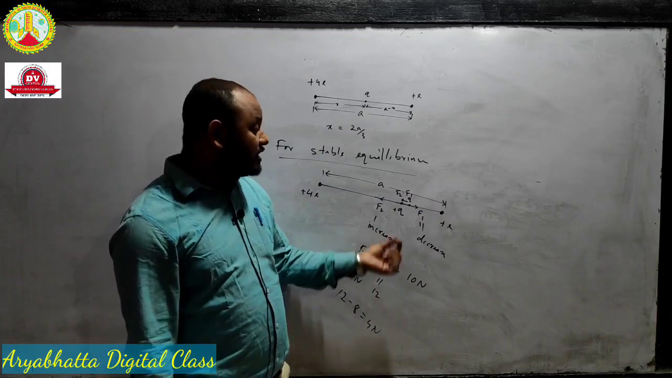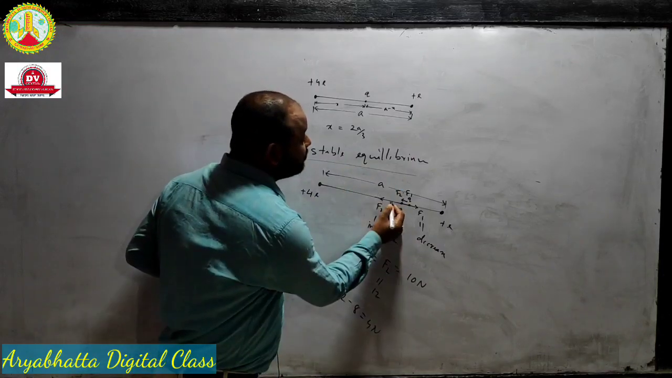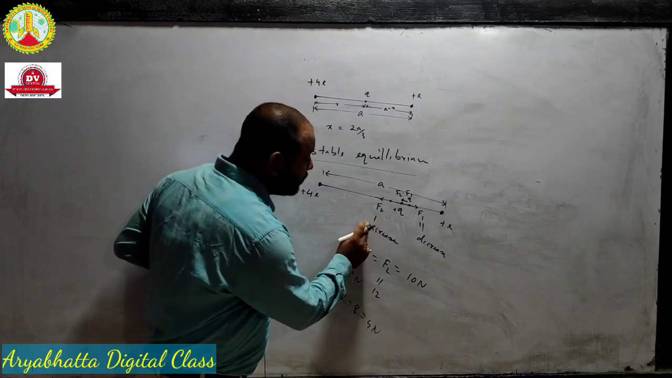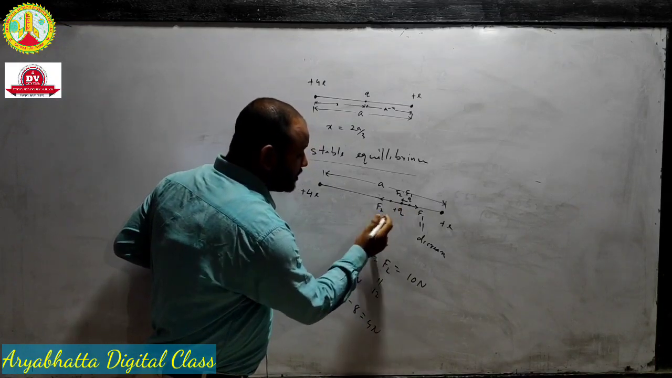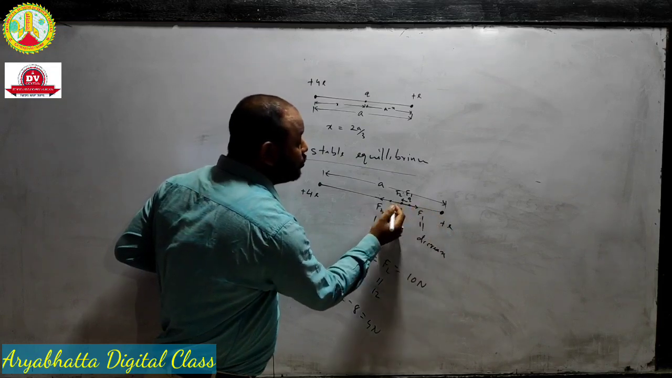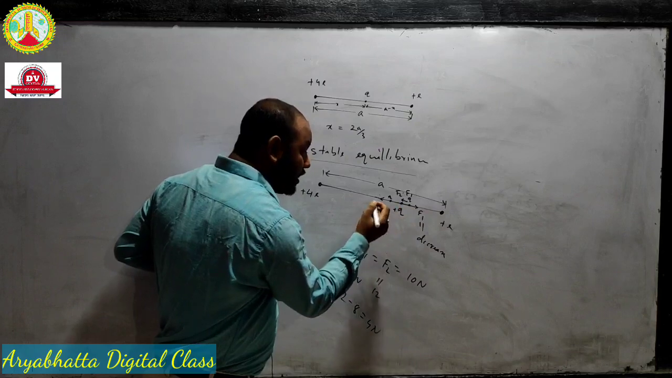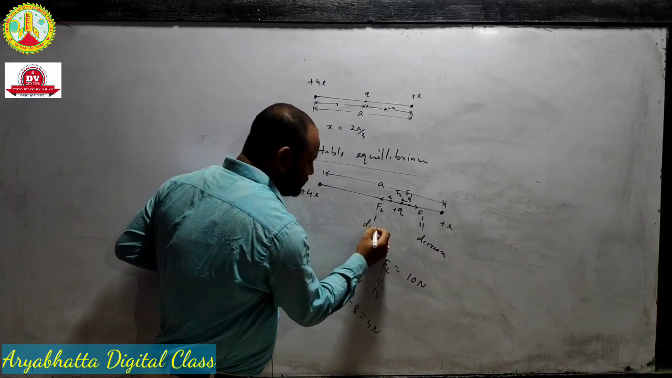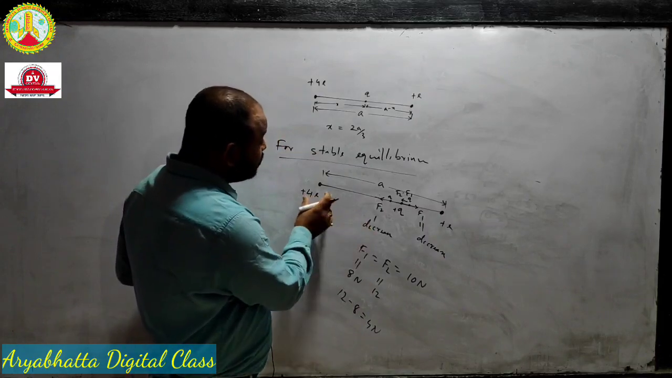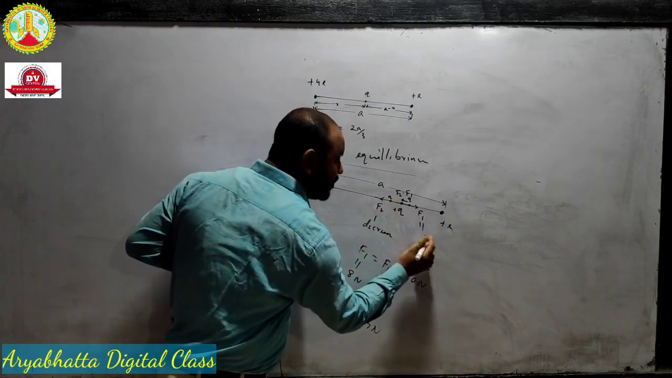If the point charge is displaced towards the left, what happens? F2 will decrease, because this time the distance between plus E and plus Q increases. That is why F2 will decrease, and the distance between plus 4E and plus Q decreases. That is why F1 will increase.